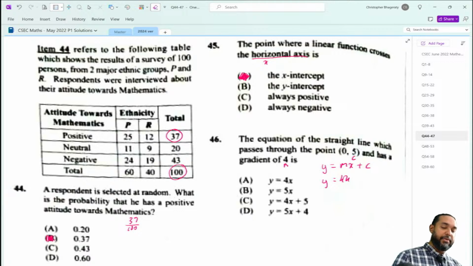How do we know it's the y-intercept? Because the x-coordinate is 0. The x-coordinate is only 0 along the y-axis. 4x plus 5. Option C. Wow. That was something I could just take off on, but keep going.